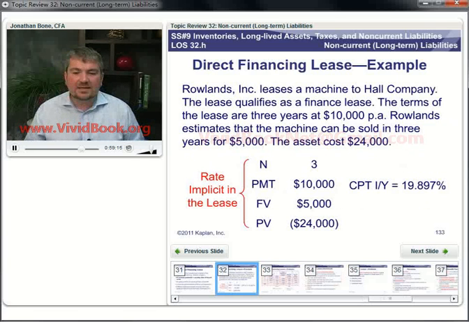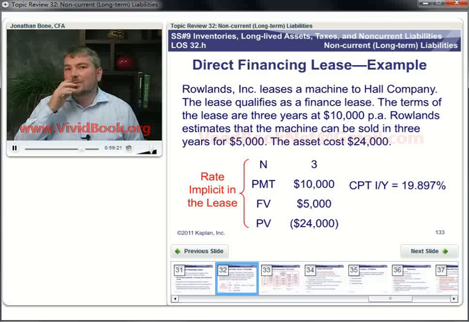Let's have a quick look at a direct financing lease example. So Rowlands Incorporated leases a machine to Hall Company. The lease qualifies as a finance lease. The terms of the lease are 3 years at $10,000 per annum. Rowlands estimates the machine can be sold in 3 years for $5,000 and the asset cost $24,000 to purchase.